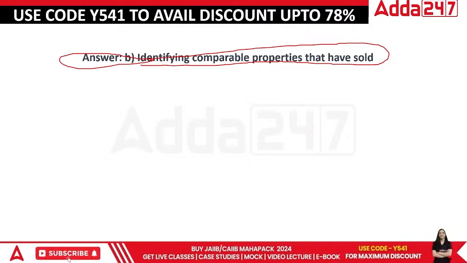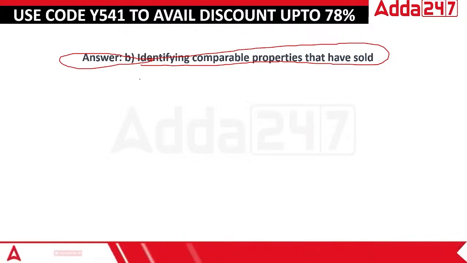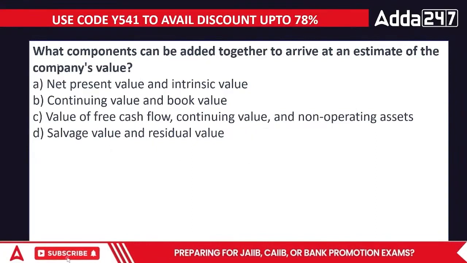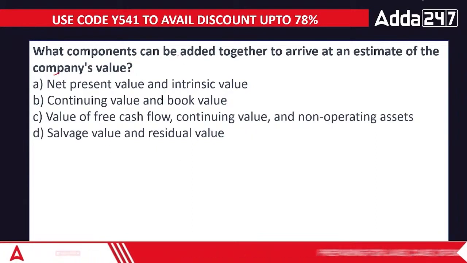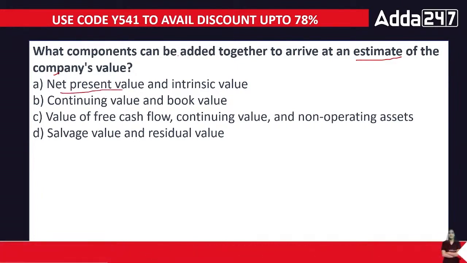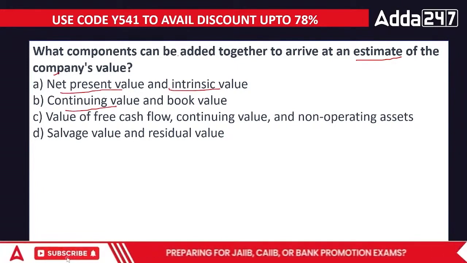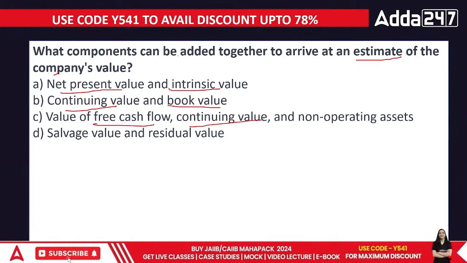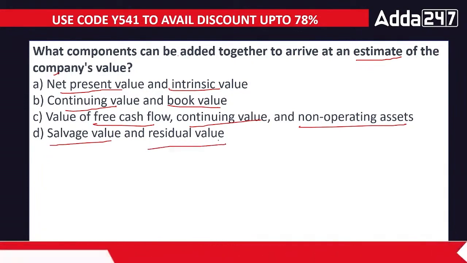Identifying comparable properties that have been sold. What components can be added together to arrive at an estimate of the company's value? NPV and intrinsic value, continuing value and book value, value of free cash flow, continuing value, non-operating assets, salvage value and residual value.